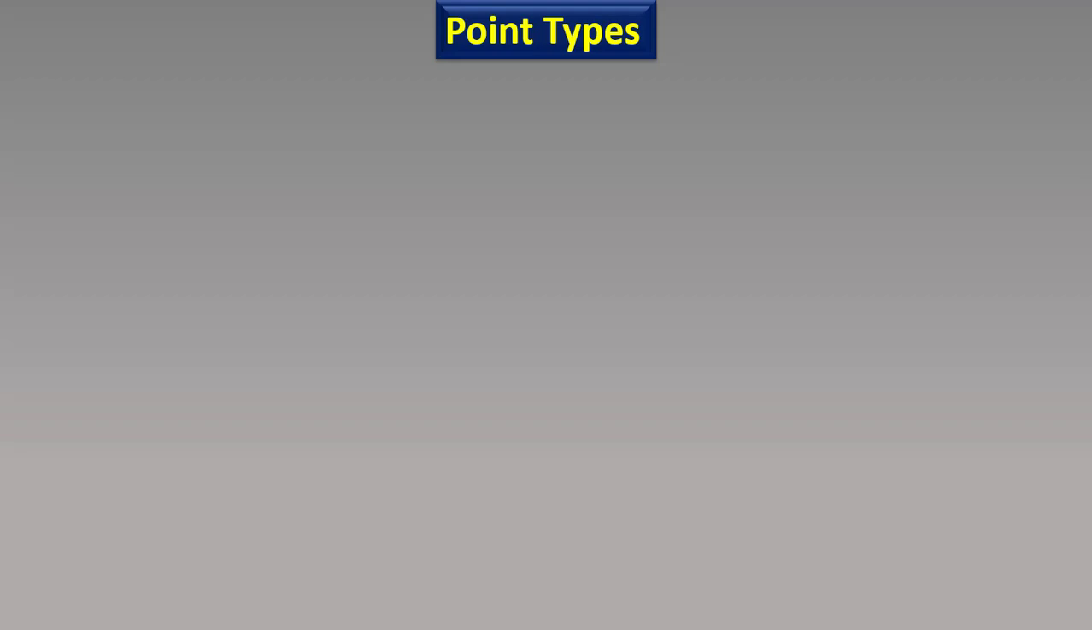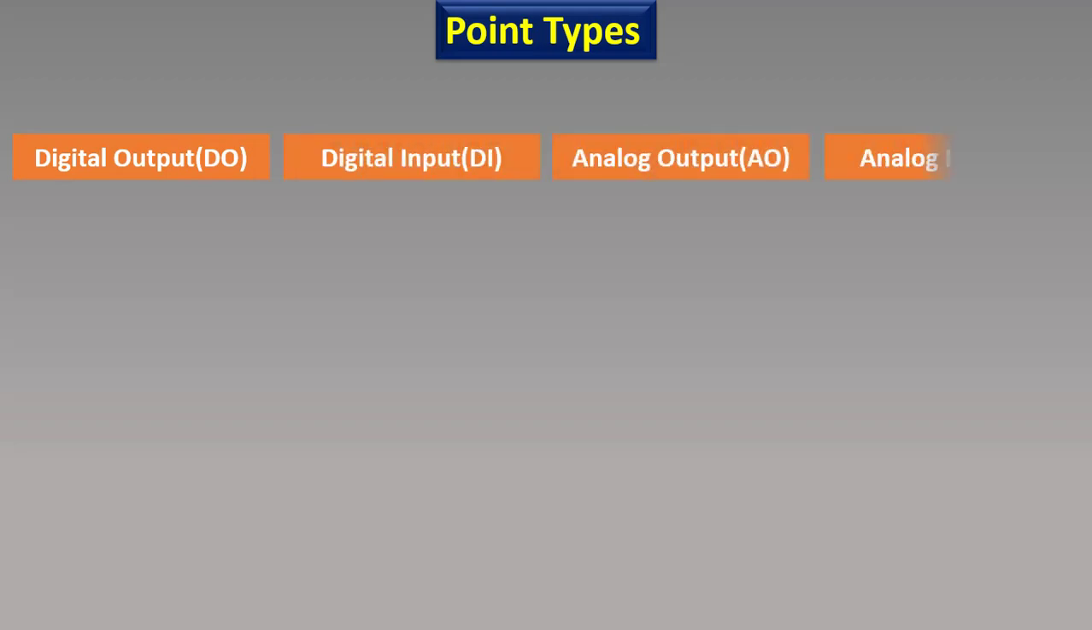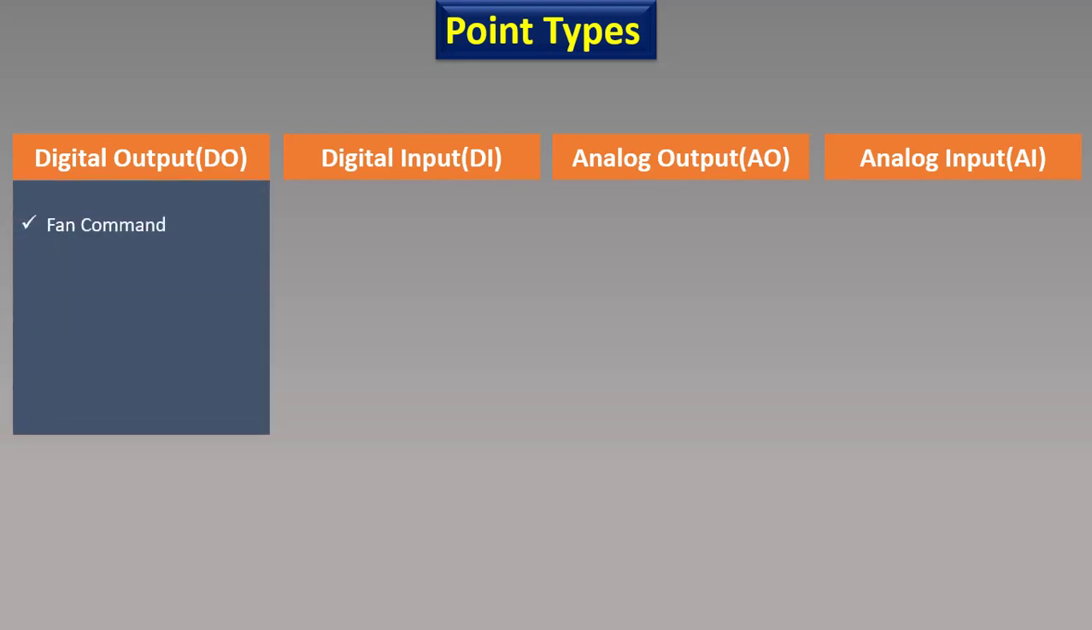We have four different types of hardware points used in control systems. First is digital output, digital input, analog output, and analog input. First of all, digital output is a two-state output signal which is also known as a relay output signal. This signal is used to command the fan, and also it can be used to control the on-off type dampers.